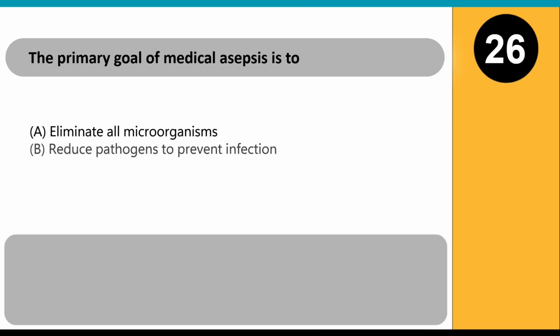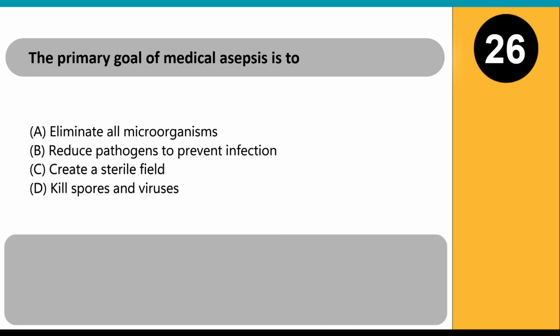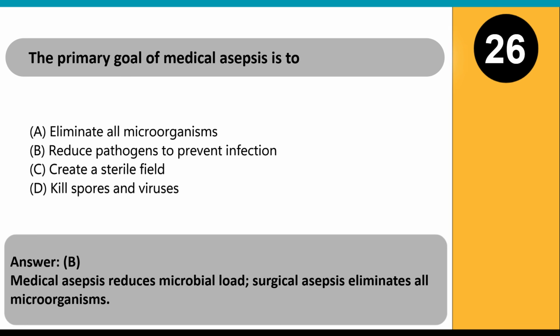The primary goal of medical asepsis is to A. Eliminate all microorganisms. B. Reduce pathogens to prevent infection. C. Create a sterile field. D. Kill spores and viruses. Answer, B. Medical asepsis reduces microbial load. Surgical asepsis eliminates all microorganisms.